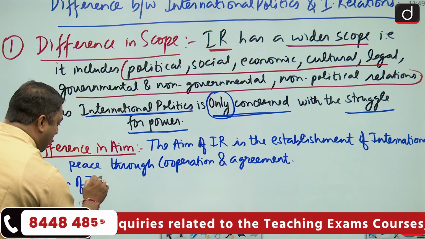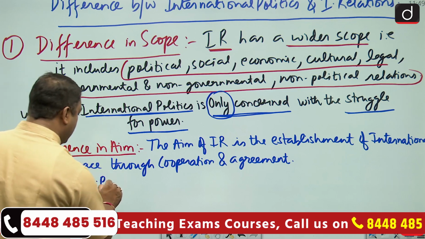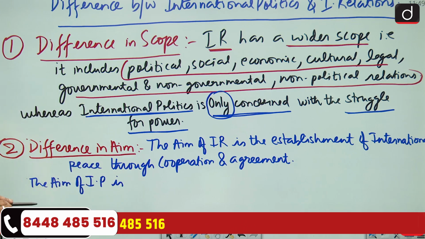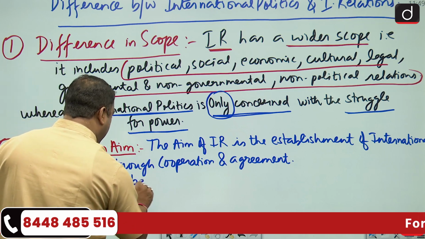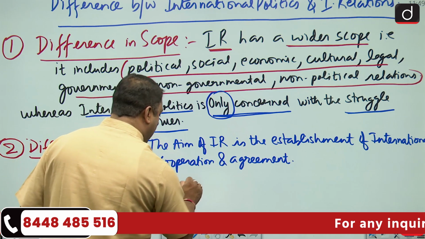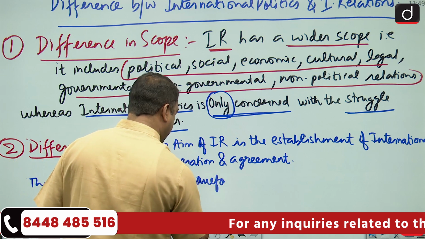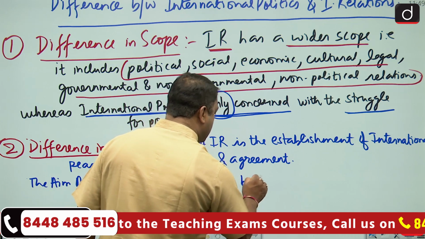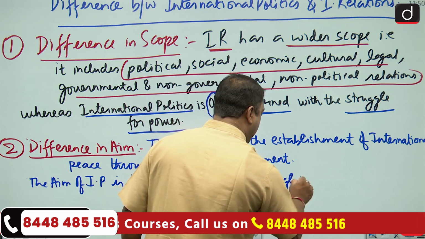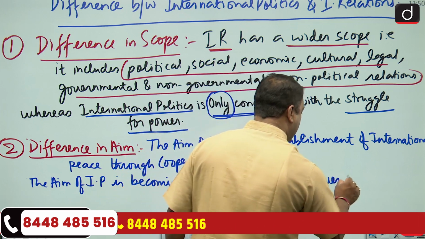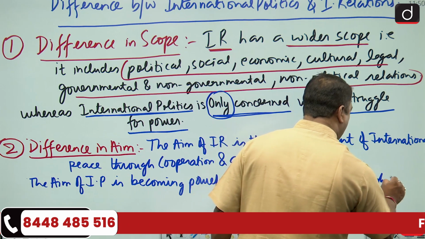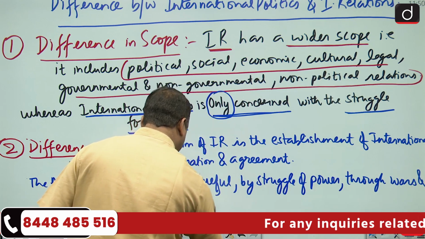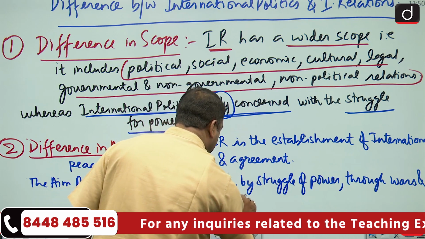of international politics, IP, is becoming powerful, becoming powerful by struggle of power through wars and conflicts between nations.